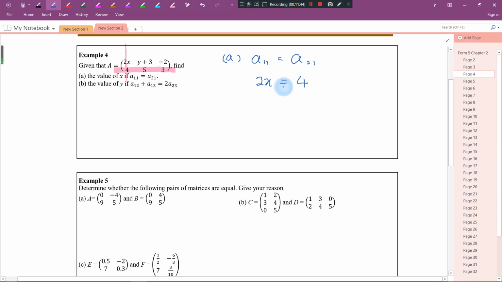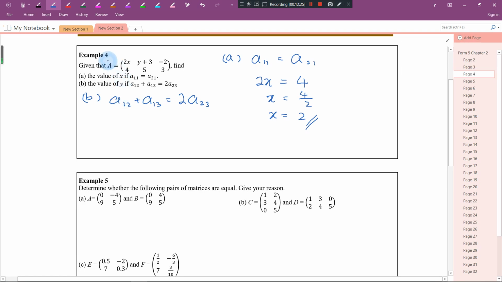Okay, until here, I think it should be no problem. 2x is equal to 4. X is equal to 4 divided by 2, which is equal to 2. Now let's try part B. A12 plus A13 is equal to 2 times A23. If you know how to determine the elements represented by A12, A13, and A23, then you should have no problem solving this one.